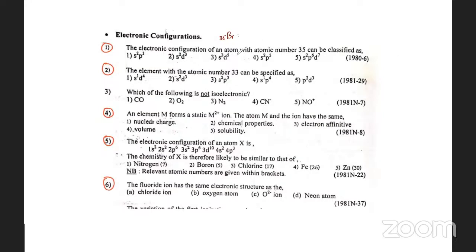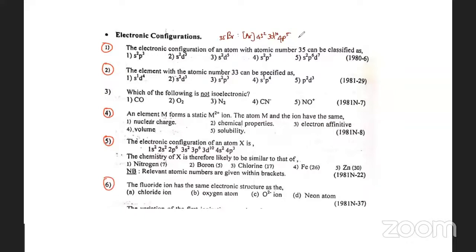Bromine means you can write up to 35. Now you can write up to argon, which is 18, then 4s2, then 3d10, and then after that 4p5. So it will finish at 4p5. Fluorine, chlorine, bromine, they all finish at p5. Therefore, what is the final answer, people?